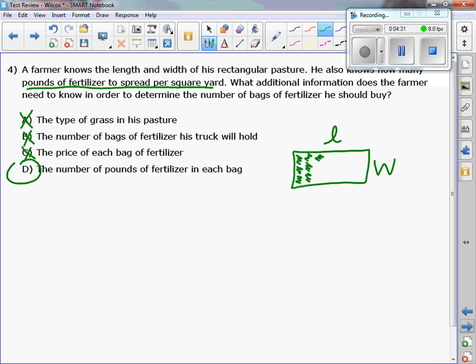This is a question that appeared on the 7th grade STAR test several years ago. So this might give you an idea of a way that the STAR test might try to test you on your knowledge of perimeter and area.